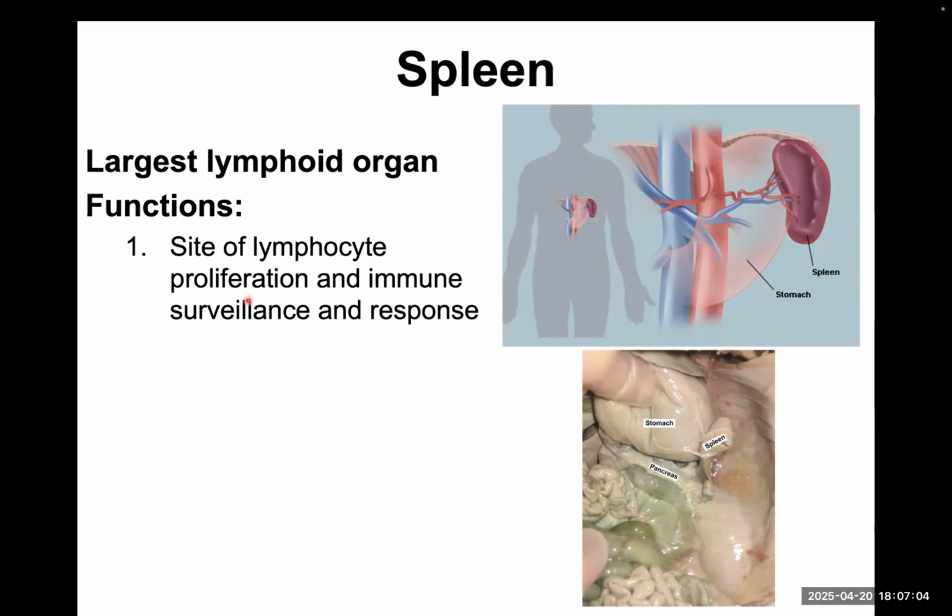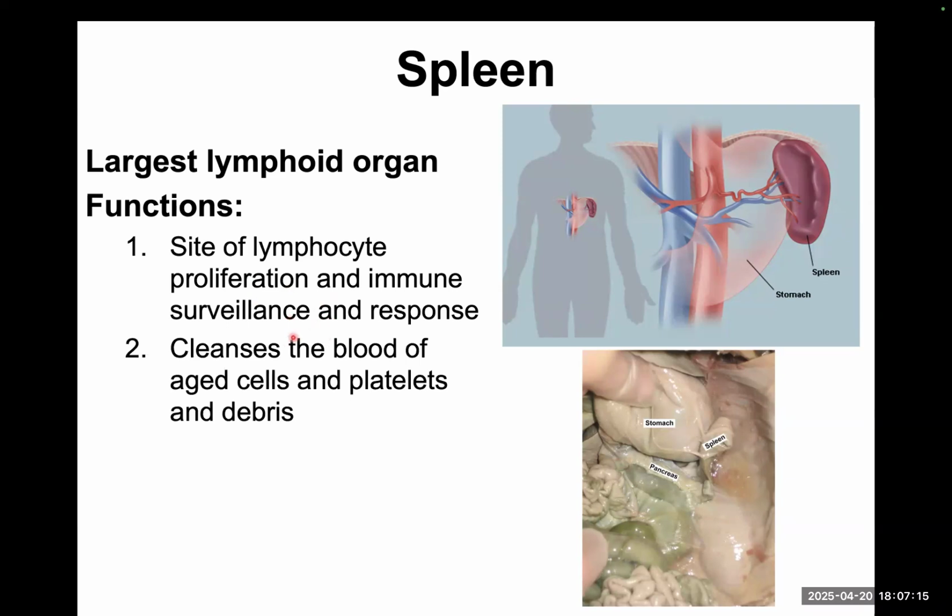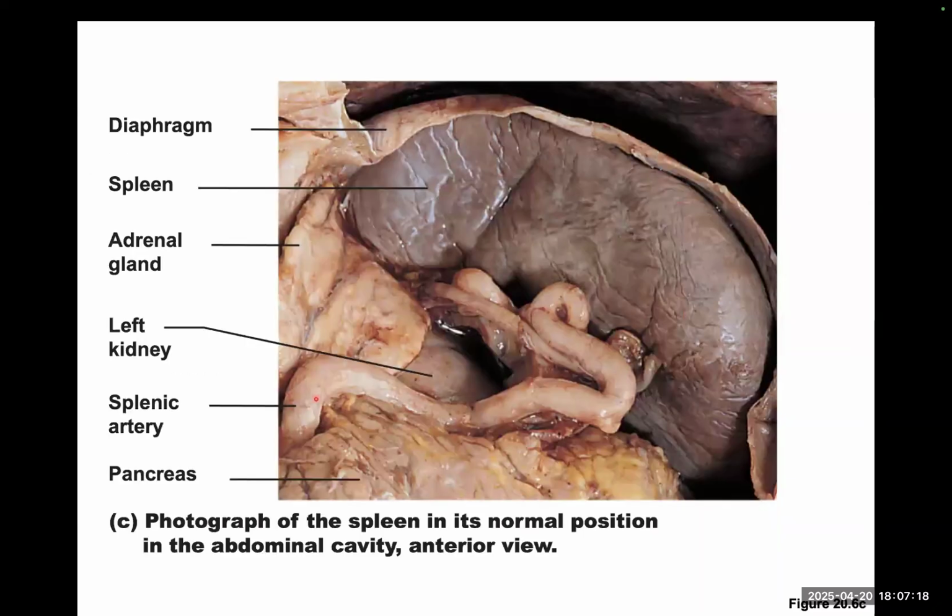So in the liver, they're broken down to bile and the gallbladder, but in the spleen, they get broken down and recycled. The spleen is a site of lymphocyte proliferation, immune surveillance and response, and it cleanses the blood of aged cells, platelets and debris.